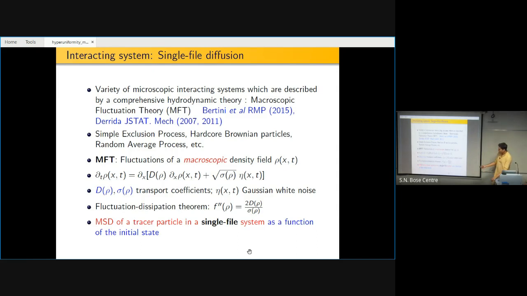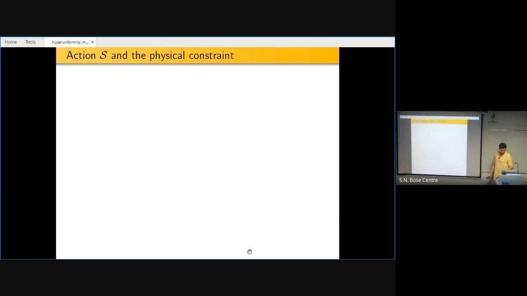I want to calculate the mean square displacement of a tracer particle in a single phase system as a function of the initial state. That is the problem that we are addressing using this theory. So I'll just quickly go through these things.